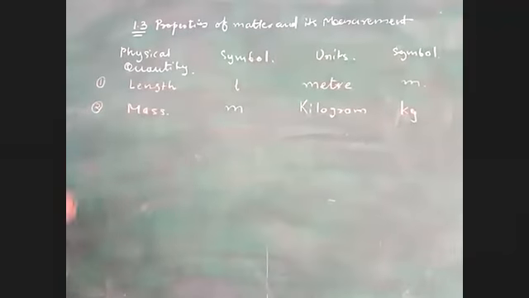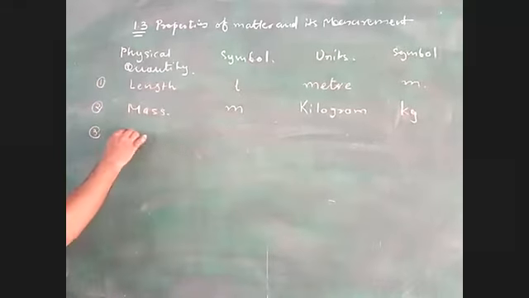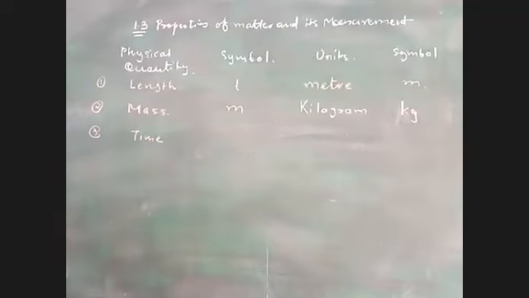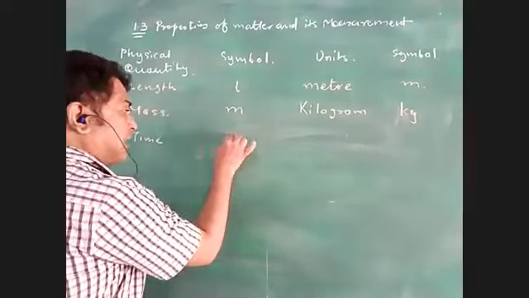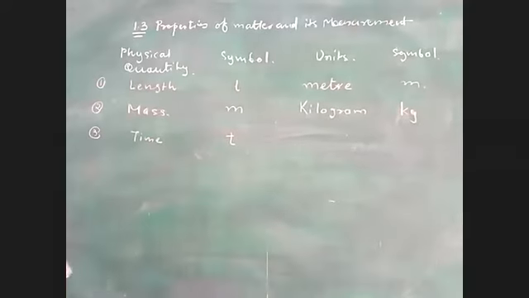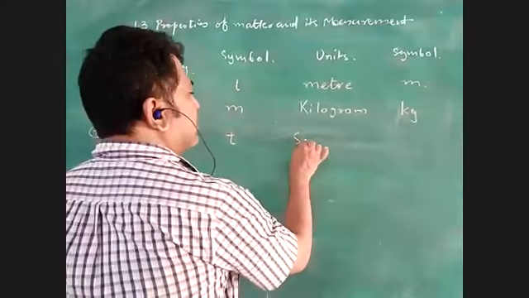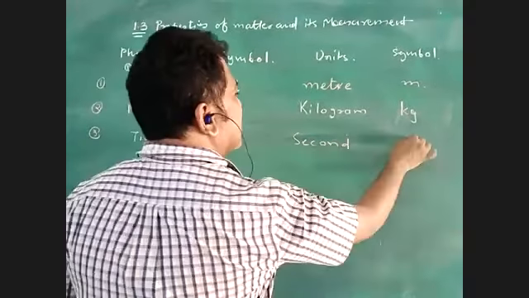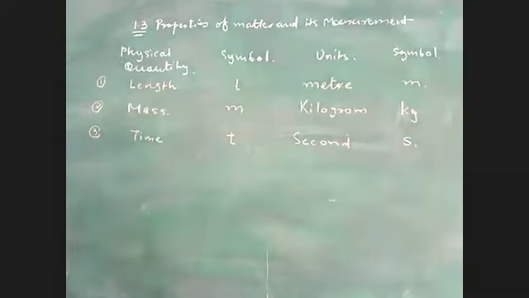The first one is mass, the next one is time. Remember dear students, time has the small t, not capital T. If you write capital T for time, then you will get it wrong. Its unit is second, and second is symbolized as small s.